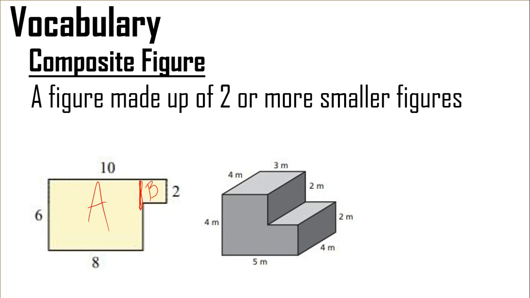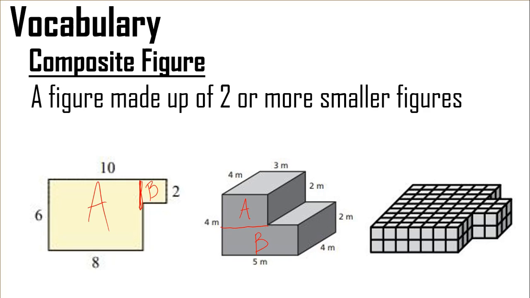We could separate this composite figure into two rectangular prisms. We could go up and down to make a rectangular prism on the left and right, or we can go across to create a rectangular prism on the top, A, and a rectangular prism on the bottom, B. Either way, we would find the same volume of the composite figure.